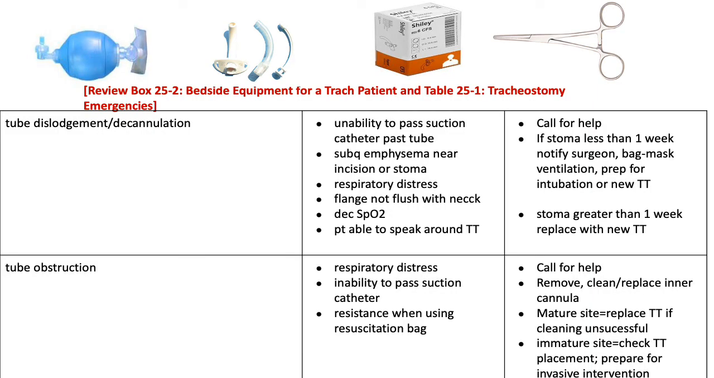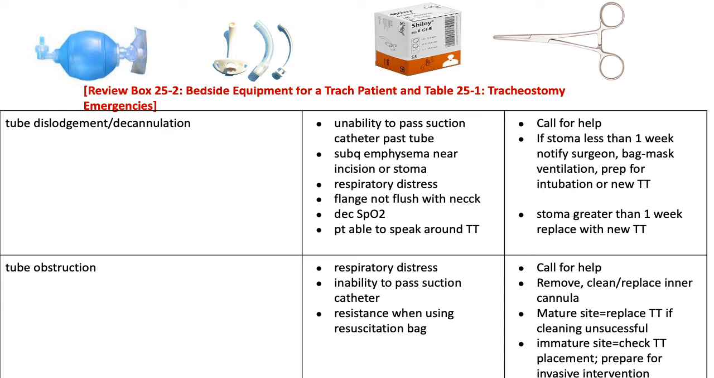Now we'll look at some of the equipment that's important to have at the bedside in case a patient has an emergency. Remember that the tracheostomy tube or the endotracheal tube, if that's what the patient has, is the patient's airway. So if that airway is compromised in any way, it can be a medical emergency. The patient can't receive adequate oxygenation.